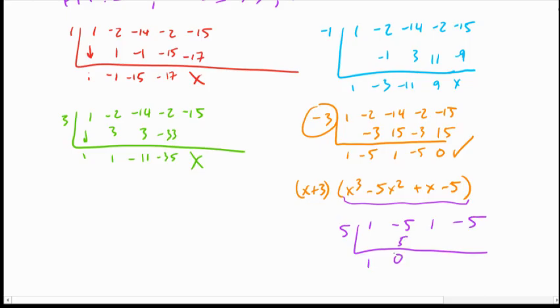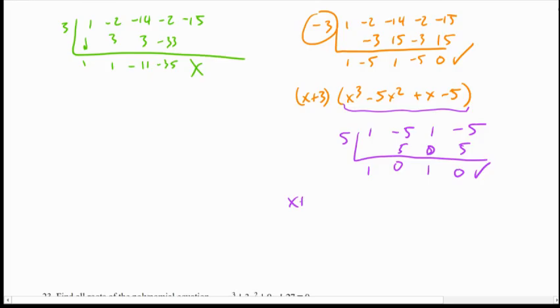And this one here, I end up getting another one that works. So I'm now at x plus 3, x minus 5, and then x squared plus 1. Now that I have it down to a quadratic, I can actually just solve each piece. So x plus 3 equals 0, x minus 5 equals 0, and x squared plus 1 equals 0.